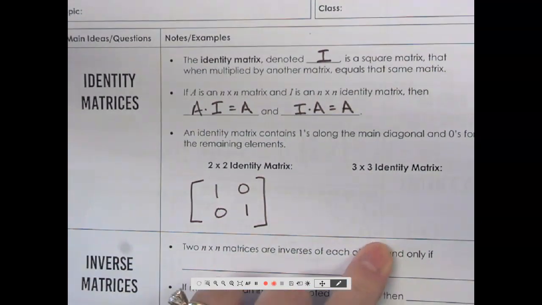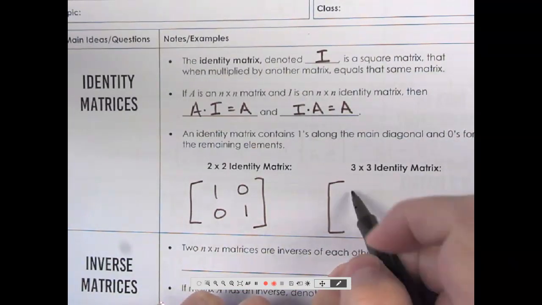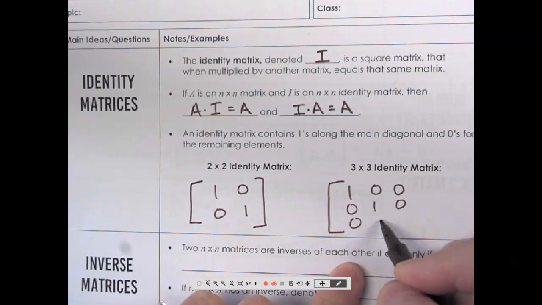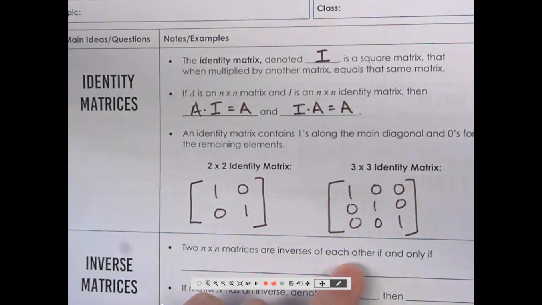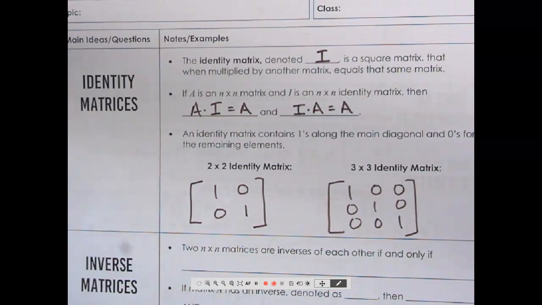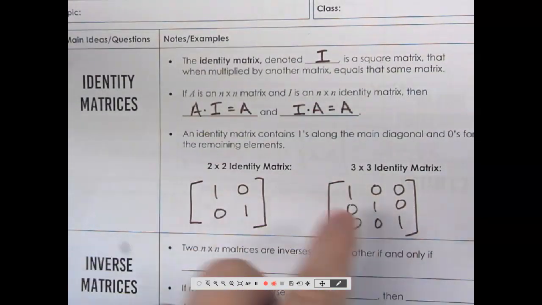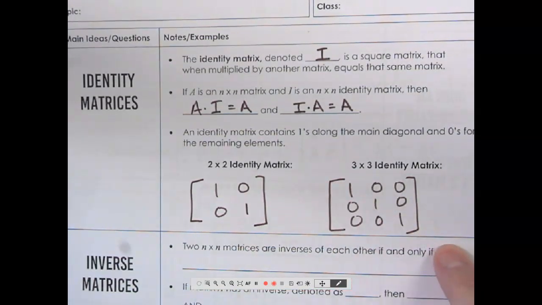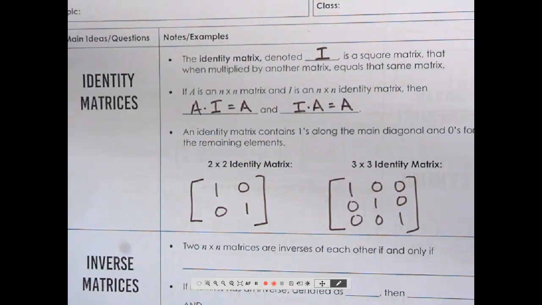If it's a 3 by 3, it looks very similar. Do you see the pattern? You have 1 in the diagonal and a 0 everywhere else. So if it was a 5 by 5, it would have 1 in that diagonal, 0 everywhere else. Okay?